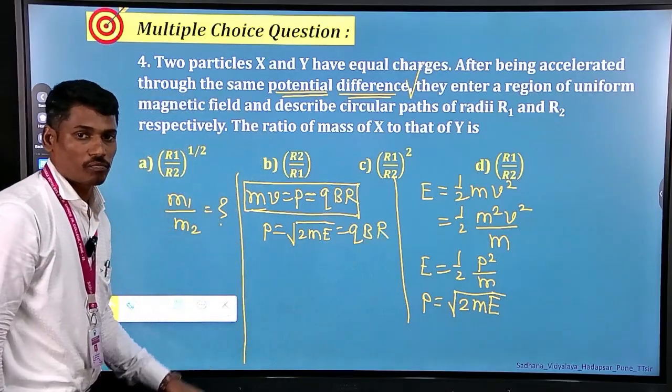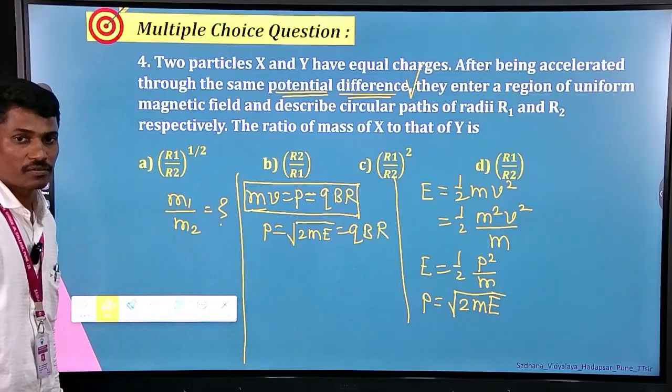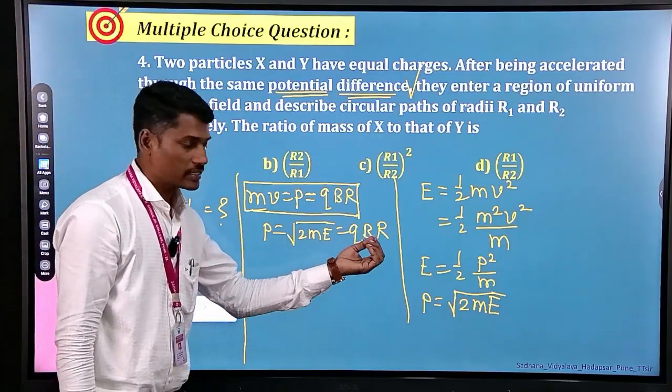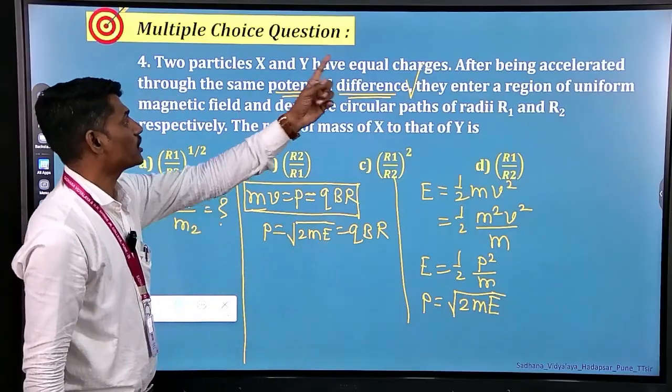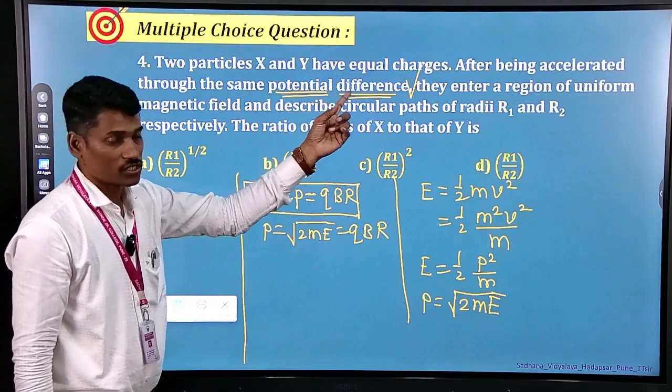Now by using this formula, what is the relation between mass and its radius? Here E is constant because these two charged particles are accelerated in the same potential difference.